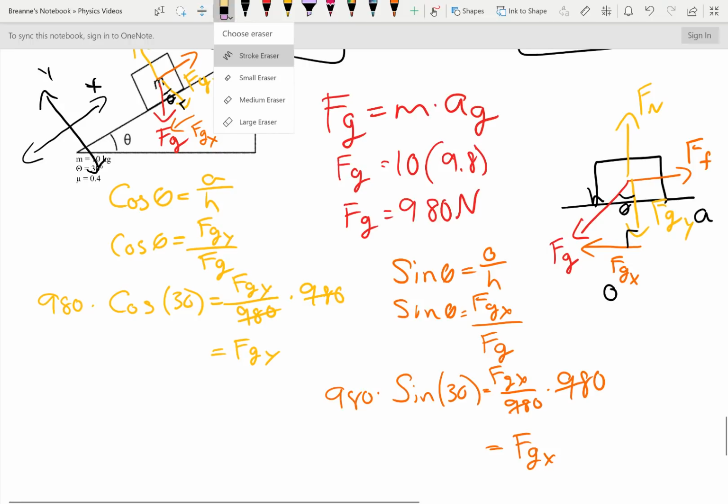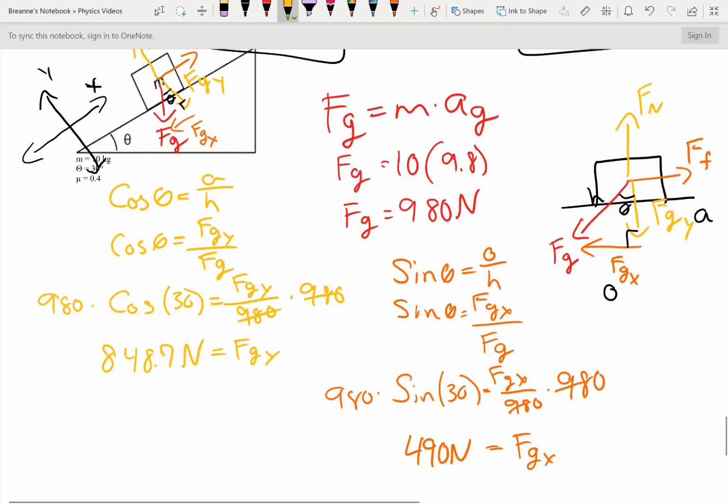I did that early in my calculator, and I wrote it down in the wrong spot. So that equals 490. Come on, pen. There we go, 490. And actually, the cosine would equal 848.7 newtons. There we go. So that's our force of gravity in the x. That's our force of gravity in the y.